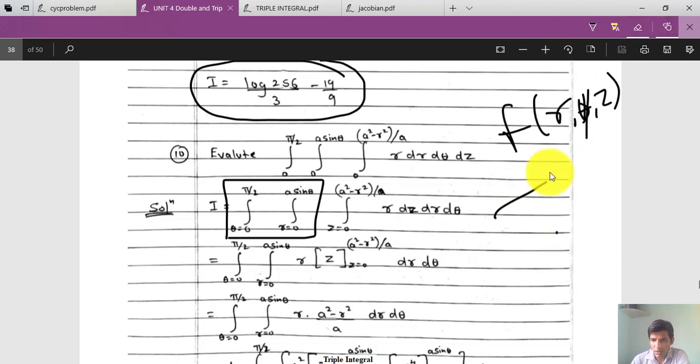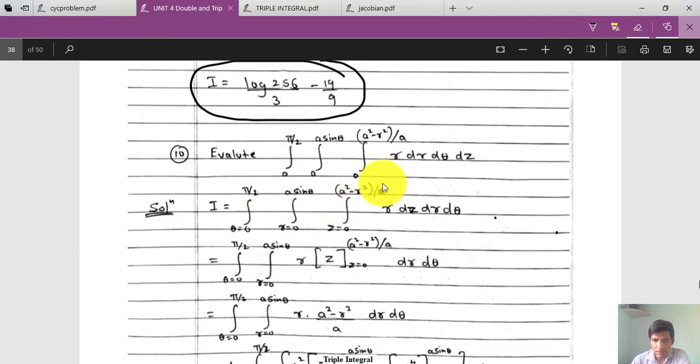And obviously therefore what do we have now? That is r is equal to 0 to a sine theta. So what is left out? Obviously z. So z is expressed in terms of what? It is expressed in terms of r and theta also, and the constant a. So this is the equation given, right? So a square minus r square divided by a.